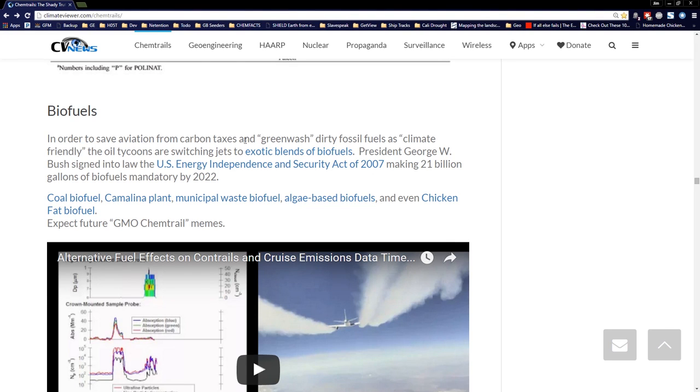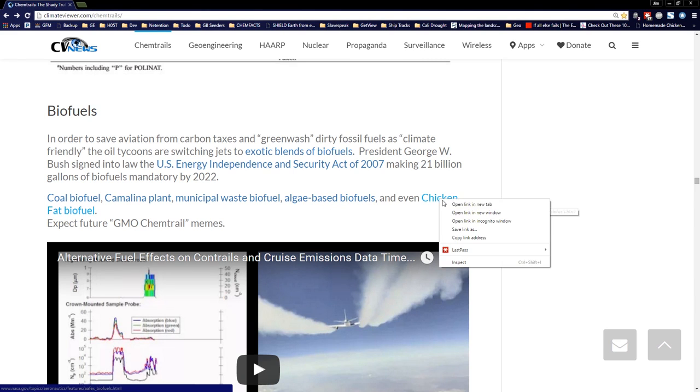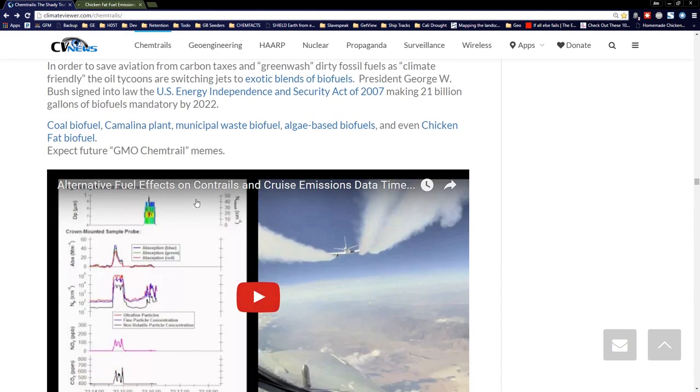Biofuels. In order to save on aviation carbon taxes and greenwash dirty fossil fuels, climate-friendly oil tycoons are switching jets to exotic blends of biofuels. George W. Bush signed into law the U.S. Energy Independence Act of 2007, making 21 billion gallons of biofuels mandatory by 2020. Coal biofuel, camelina plant, municipal waste biofuel, that's your trash dump being turned into jet fuel, algae-based biofuels, and even chicken fat biofuel. You can't make this stuff up.